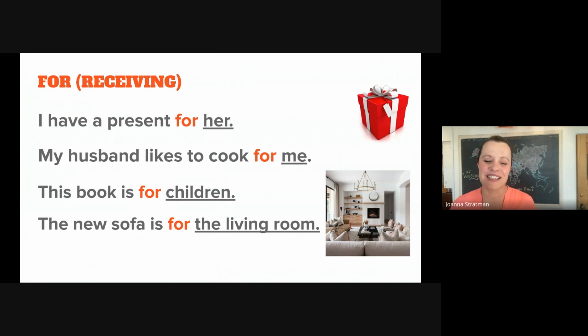Okay, let's practice in fast English. I have a present for her. My husband likes to cook for me. This book is for children. The new sofa is for the living room.